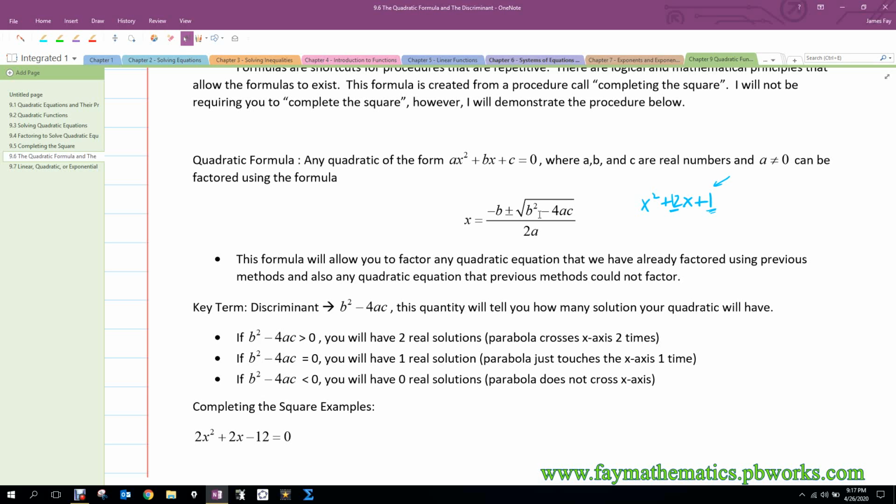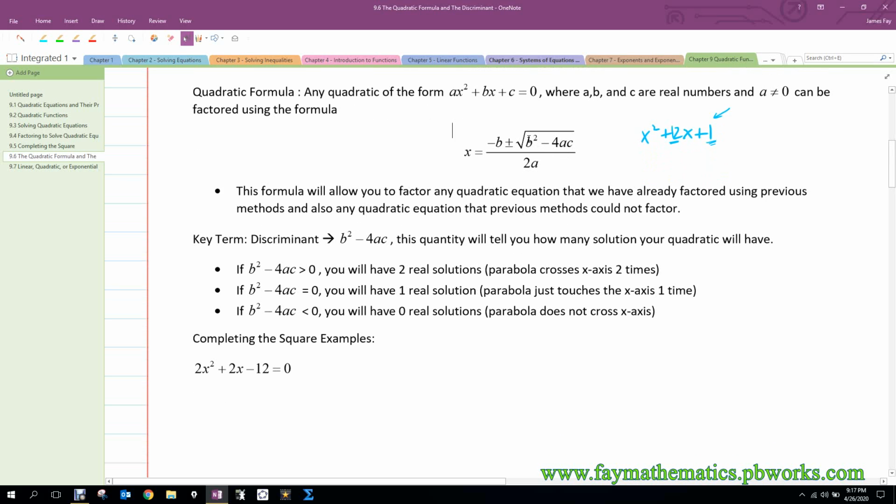Let's get into some key ideas real quick, and then we'll get into some examples. The part underneath the radical, b squared minus 4ac, is referred to as the discriminant. It tells us how many solutions we're going to have. If b squared minus 4ac is greater than 0, so if this is a positive number, you're going to have two real solutions, meaning our parabola, if we were to graph it, crosses the x-axis 2 times.